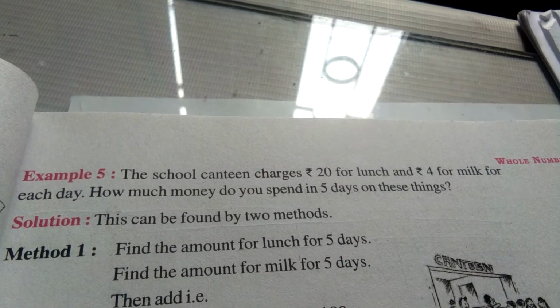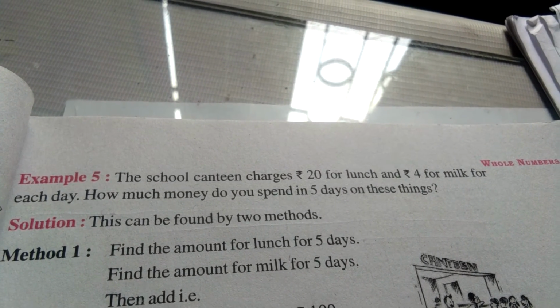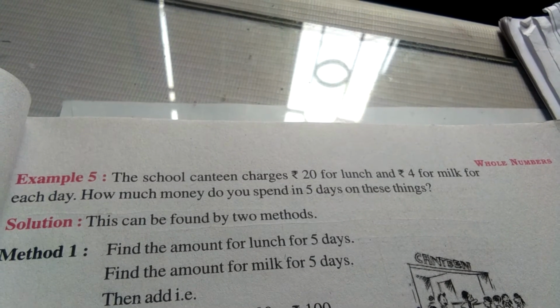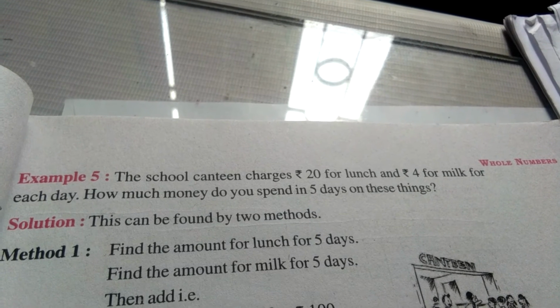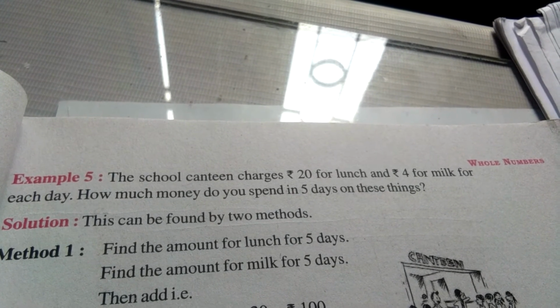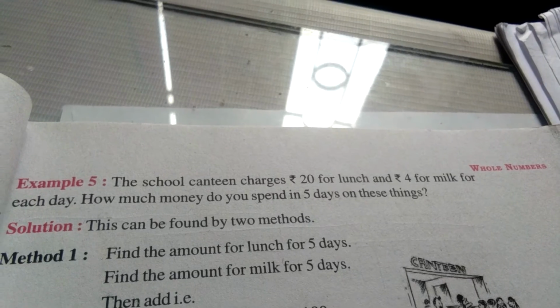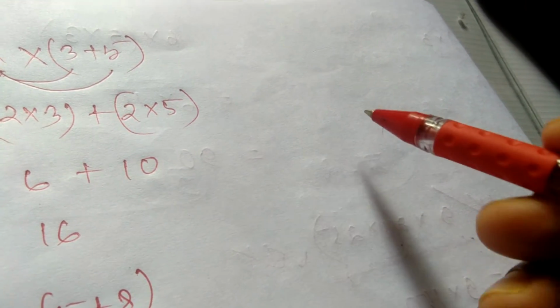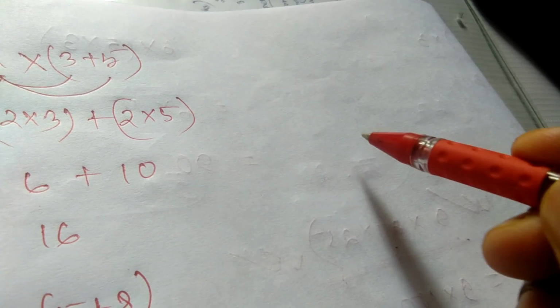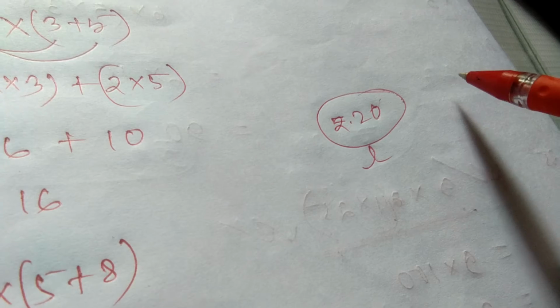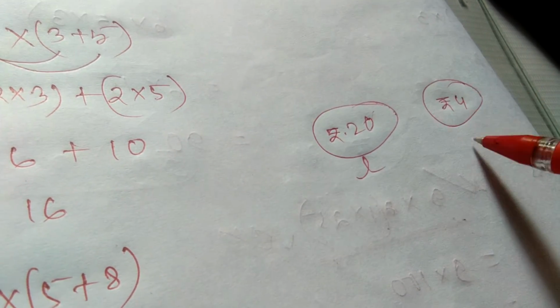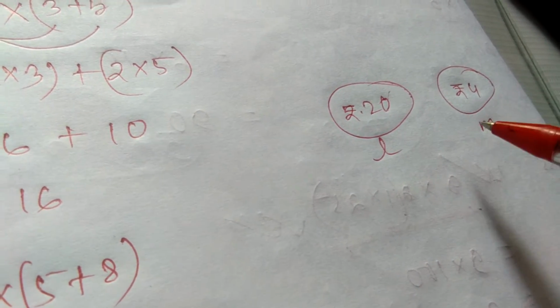Now you can see here written one question, that is example 5. The school canteen charges rupees 20 for lunch and rupees 4 for milk for each day. How much money do you spend in 5 days on these things? So in our question they have given information: rupees 20 for lunch and rupees 4 for milk for each day. That means one day, and we have to find out for 5 days.